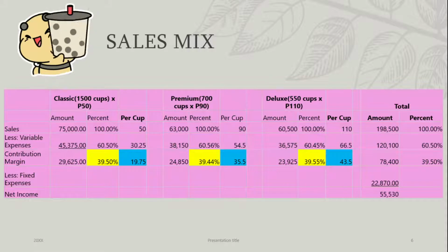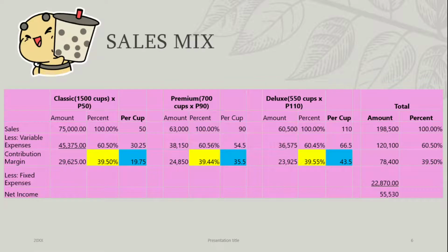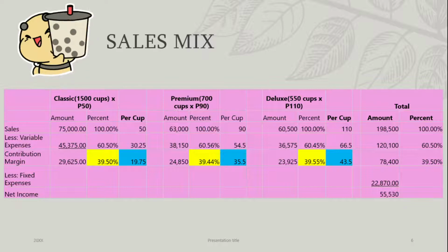For each of the figures in the variable expenses row, these figures are calculated by multiplying the variable cost in each category by the total amount of cups sold. So under Classic, 1,500 cups times the variable cost of 30.25 is equal to 45,375. The same process applies in getting the total variable cost under the Premium and Deluxe categories. The contribution margin is also computed by deducting the variable expenses from the sales. In this table, we have also presented the sales, variable expenses, and contribution margin for each cup sold.